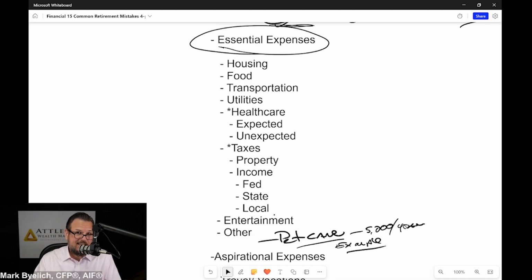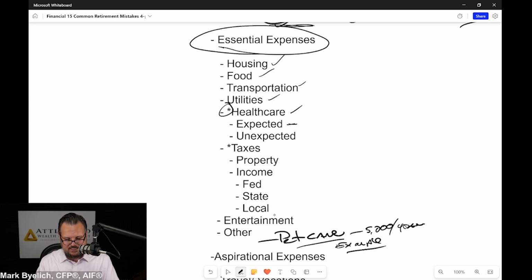And that might be essential to you, right? Pets are a big part of your life, whatever. But the normal ones are housing, food, transportation, utilities, healthcare, and that has an asterisk on it because we're going to have a whole section about healthcare. So I'm going to really try not to go off too much about that.